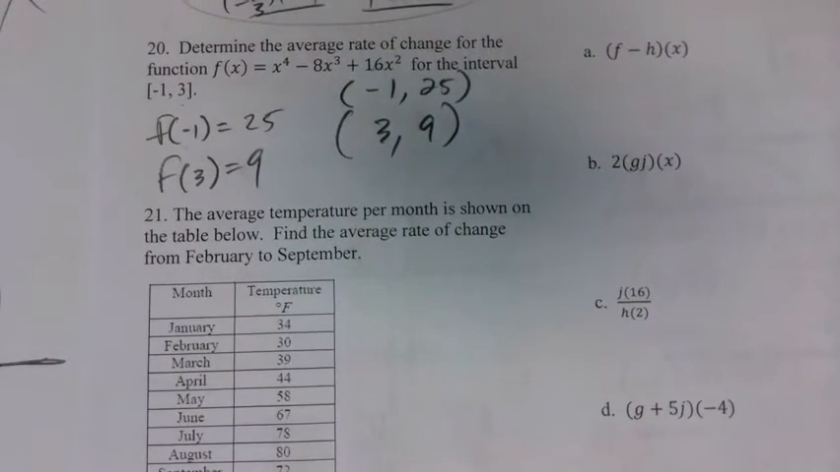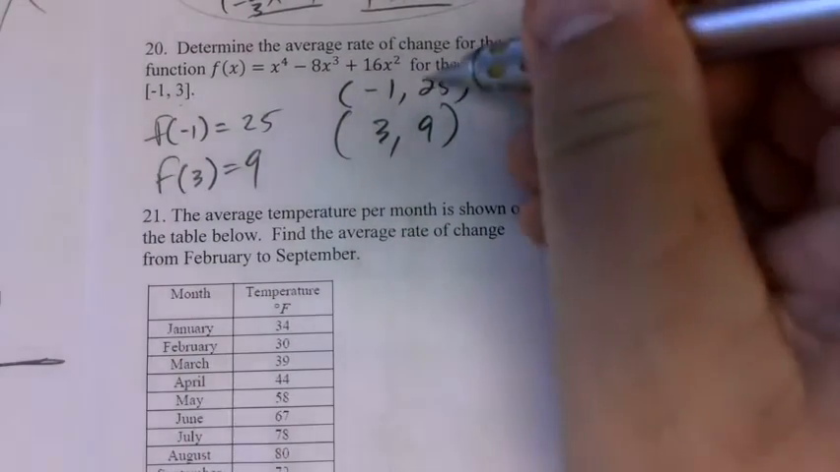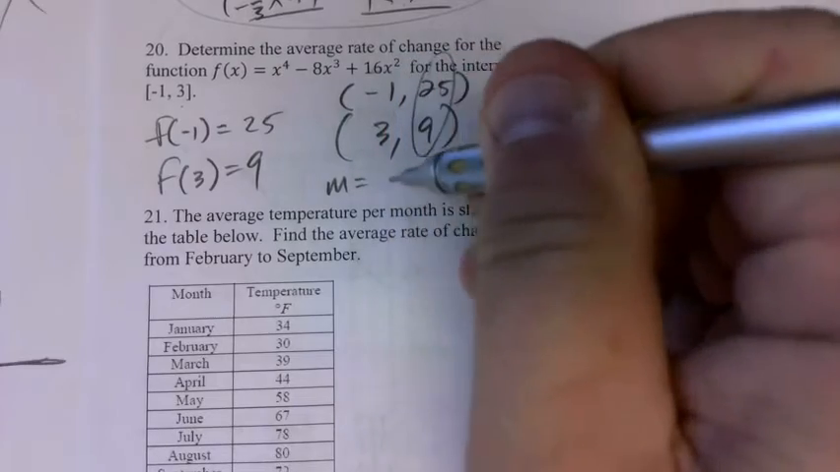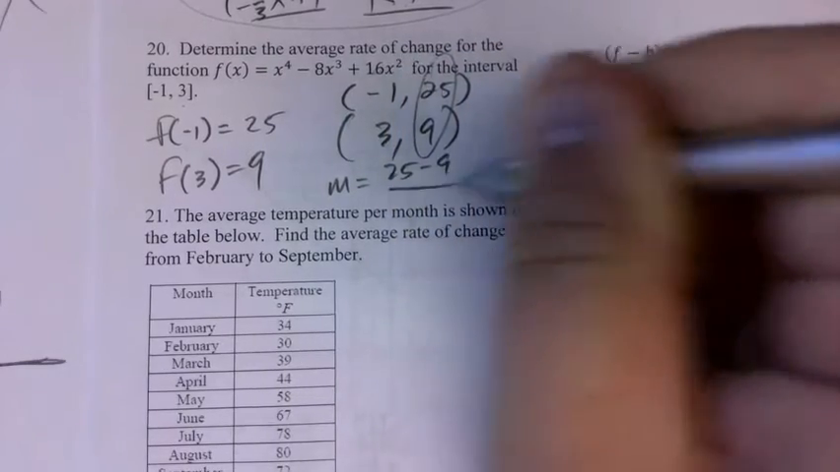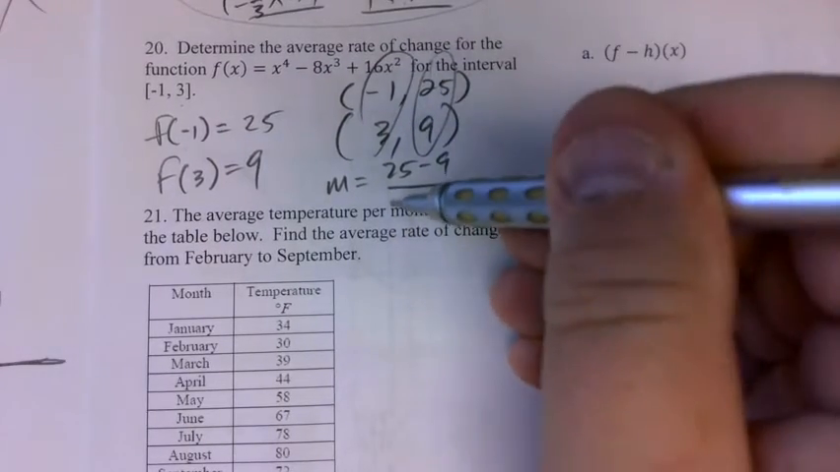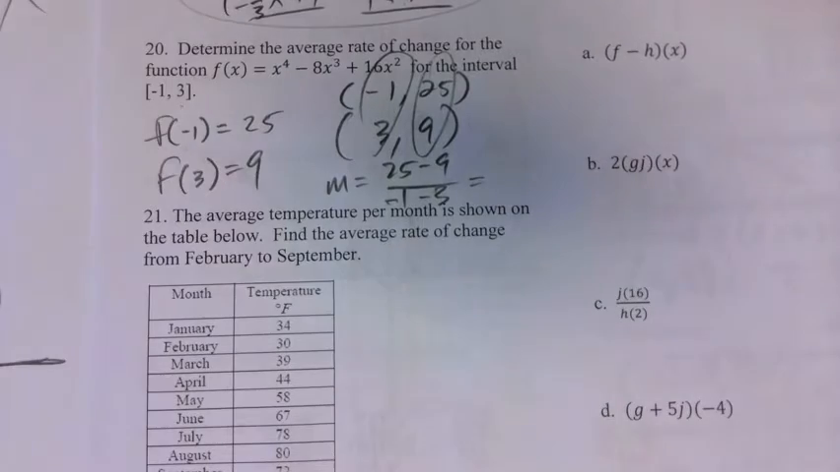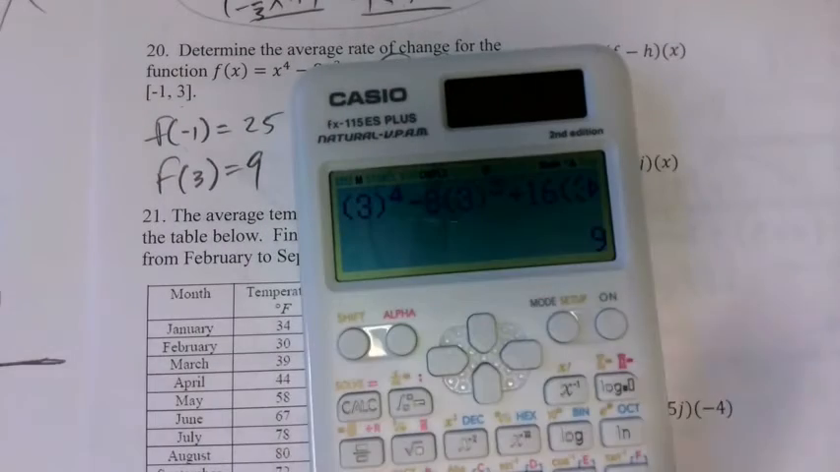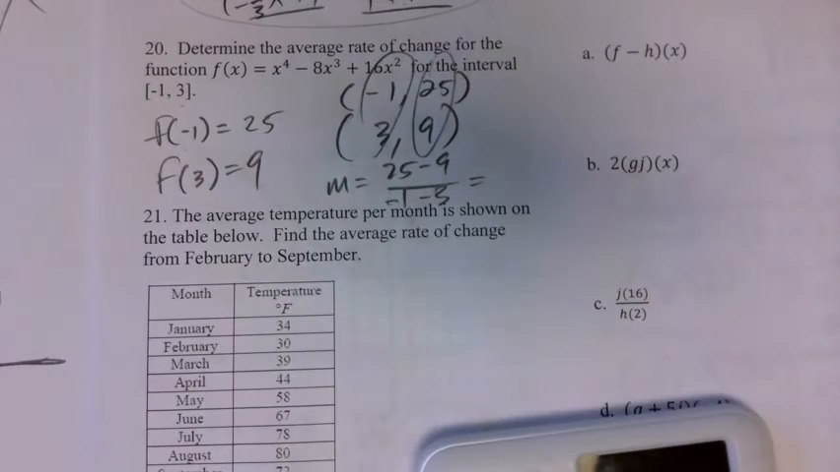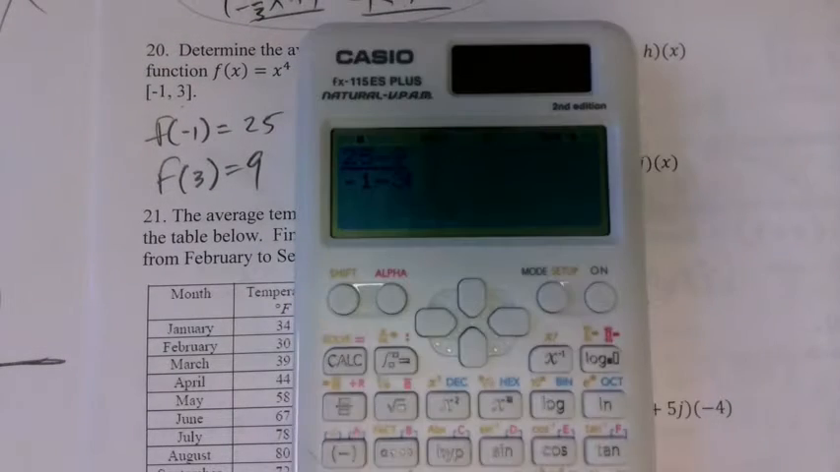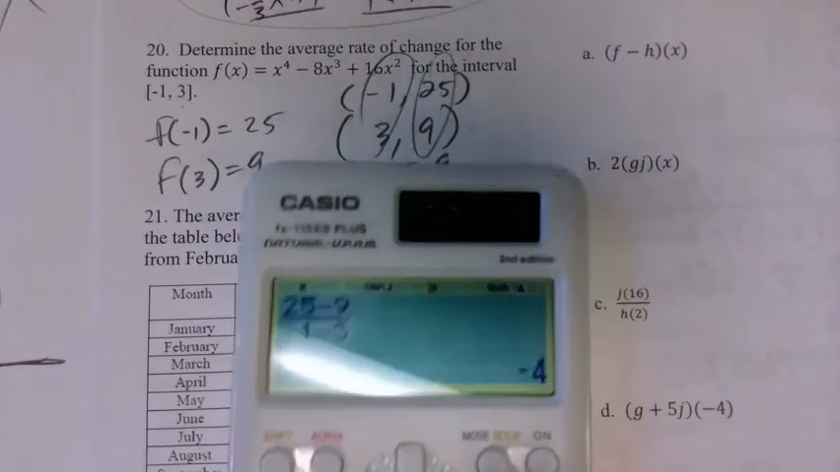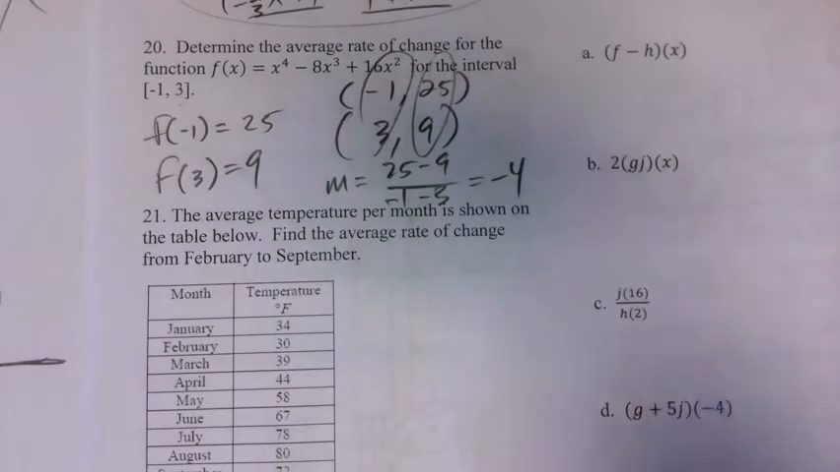Awesome. Now I've got my points. I've got to find the slope. 25 minus 9. There's my top. And on the bottom, -1 minus 3. Okay, so I'm going to type that in my calculator. For 25 minus 9 all over -1 minus 3. Yep, equals -4. There's my average rate of change.